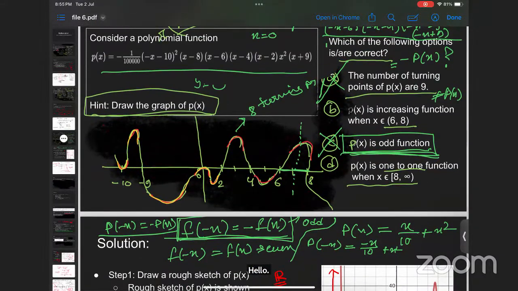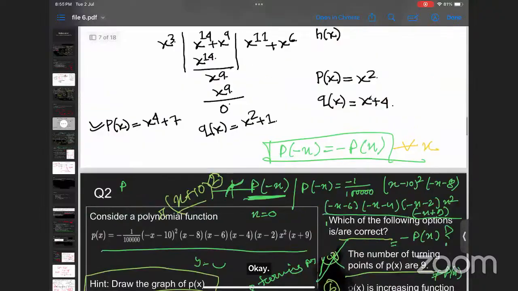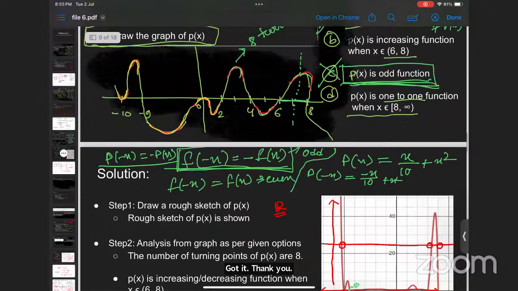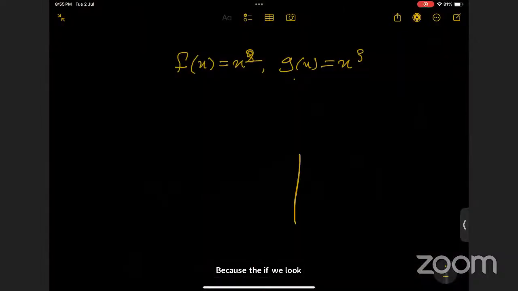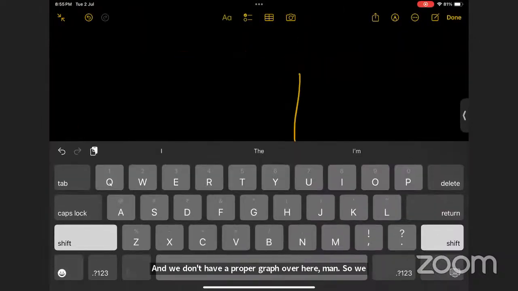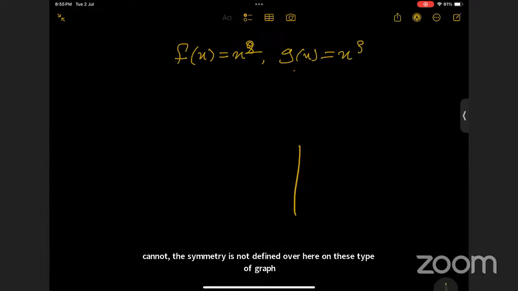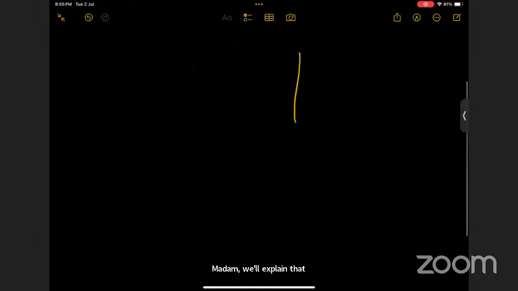From the symmetry, I don't think we can conclude, because I don't have space here. Ma'am, we don't have a proper graph over here. The symmetry is not defined on this type of graph. But if the graph is drawn properly, or even as rough work, can we conclude by seeing it whether it is odd, even, or neither?